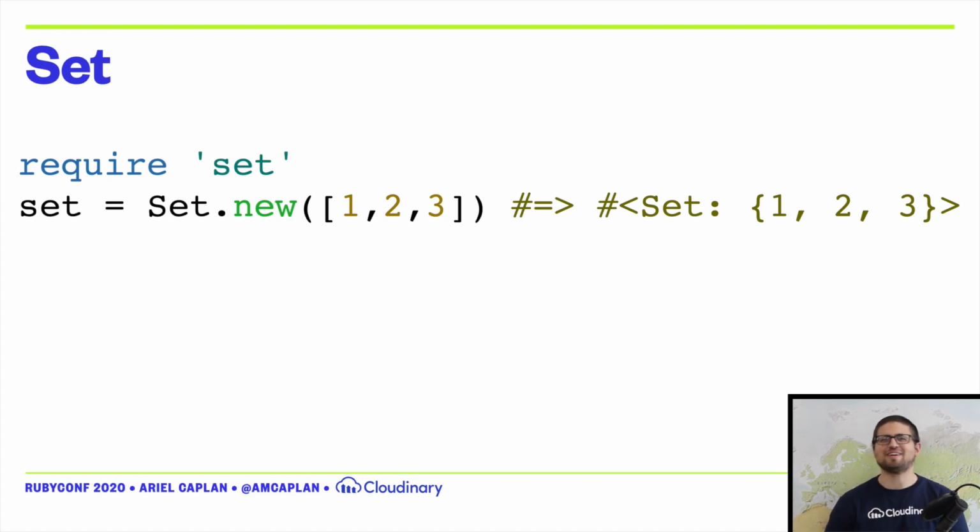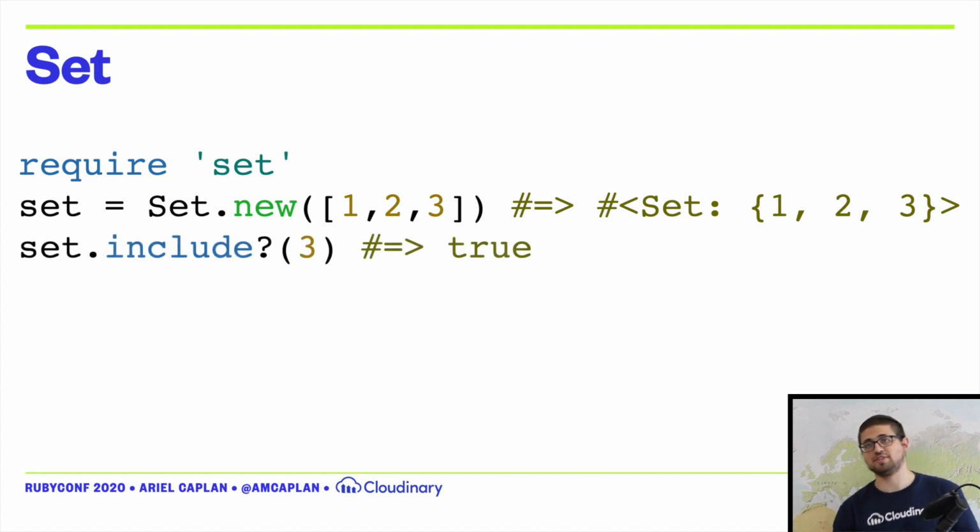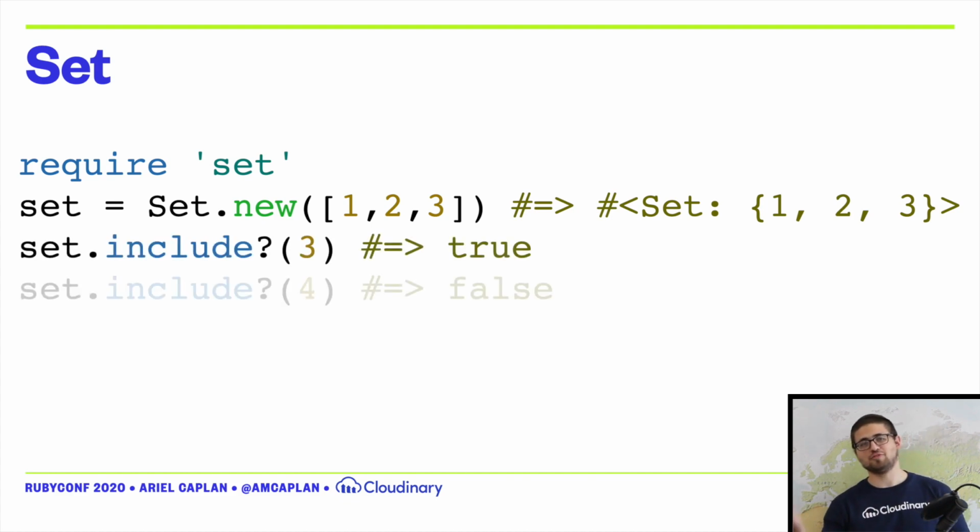We're not going to get into that right now, but you can create a set and pass in an array. And each element of the array will become an element in the set. You can then ask the set, do you include this element or not? If it includes it, it will say true. If it does not include it, it will say false.